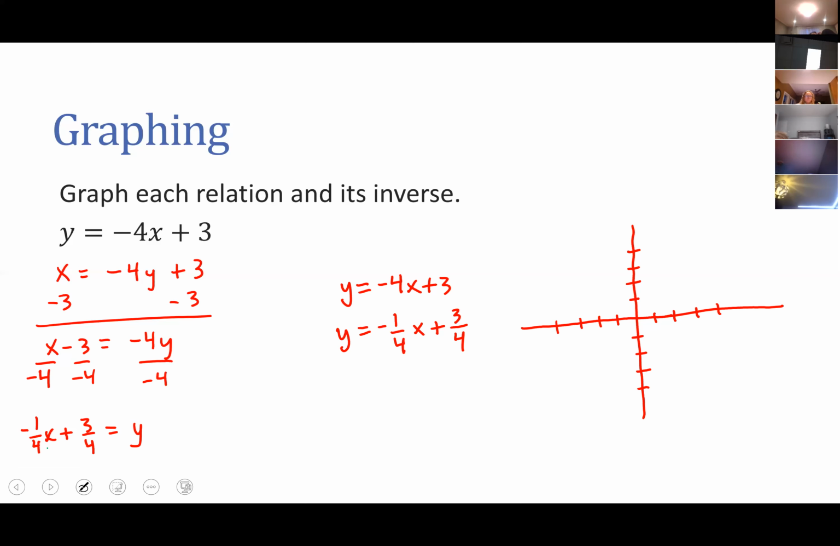All right, I think we can do those without putting it into Desmos. -4x plus 3 would have a y-intercept at 3 and a slope of -4, so we'd go down 4 and over 1. So something like that.